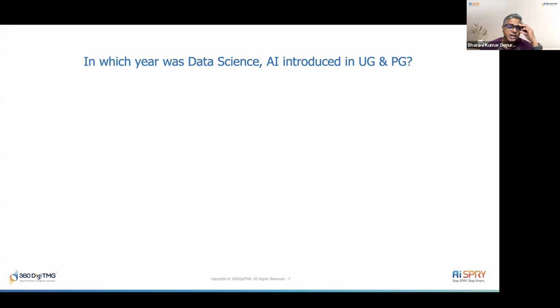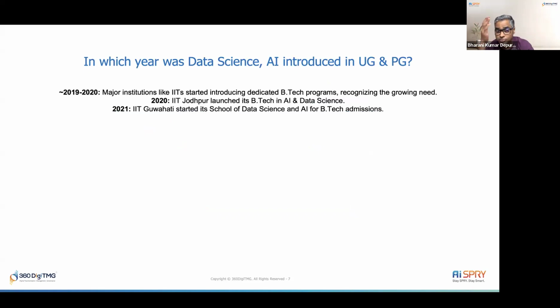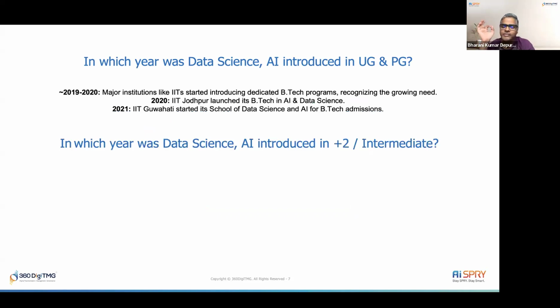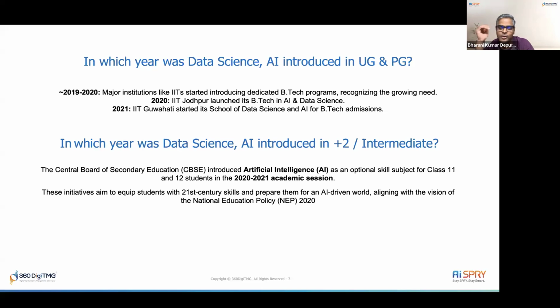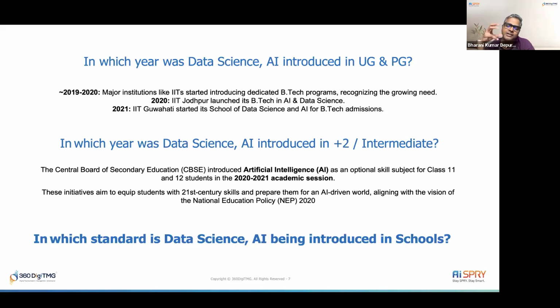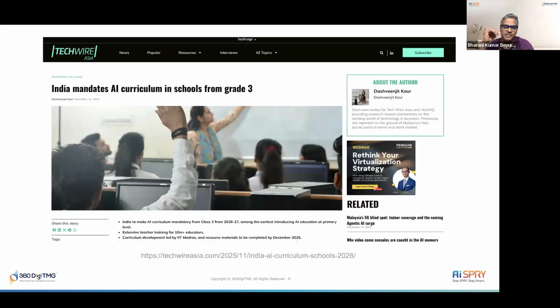Do you know in which year data science and AI were introduced in undergraduate and postgraduate programs in India and across the globe? Before COVID. Do you know in which year data science and AI were introduced in plus two or intermediate or high school? During COVID. Do you know in which standard data science, AI, Python programming, etc. is being introduced in schools in India and across? Third standard. So the kid going to third standard, that kid's age will be 7 or 8 or 9 years.